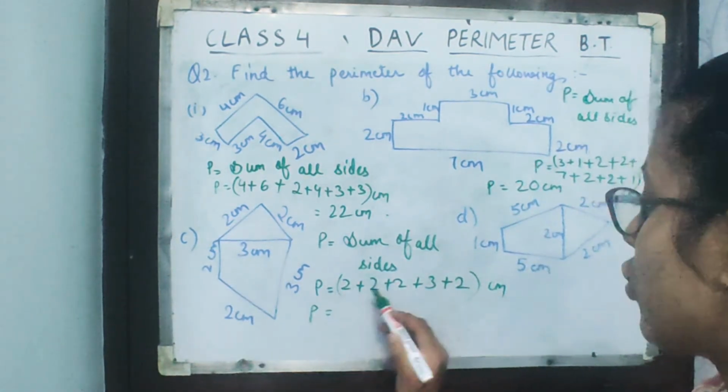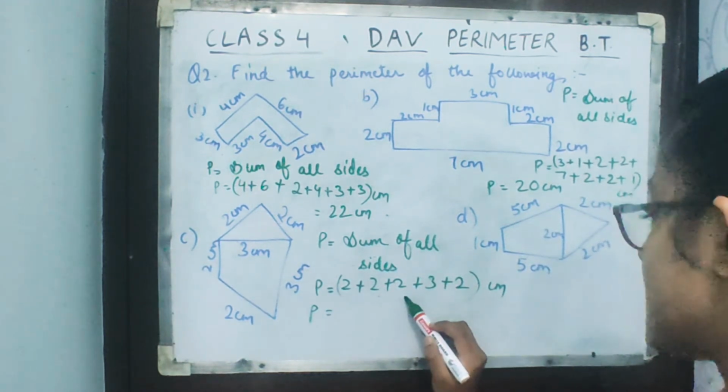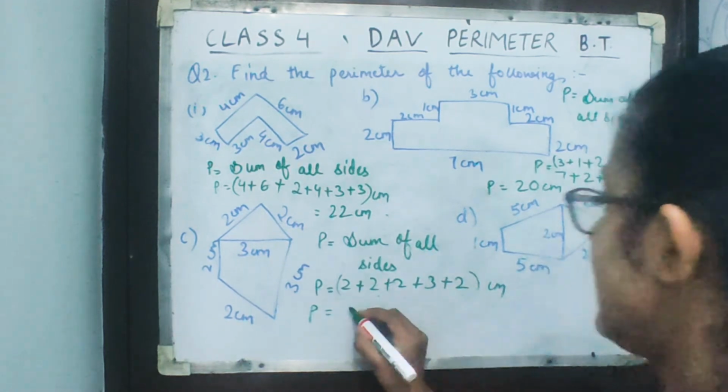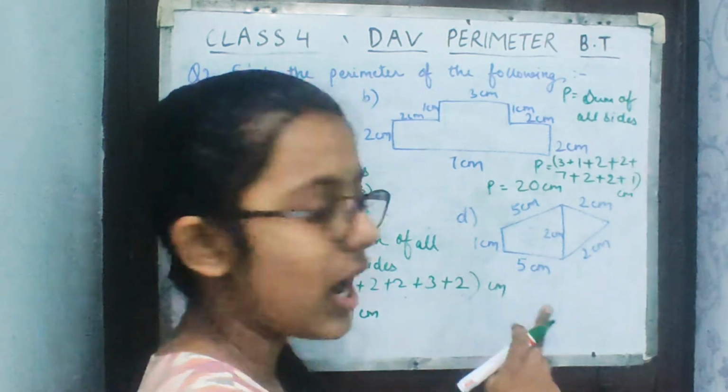So our answer will be 2 plus 2 plus 2 plus 3 plus 2. 2 plus 2, 4, 4 plus 2, 6, plus 2, 8, 9, 10, 11. So 11 centimeter. Okay. Now coming to our D part.